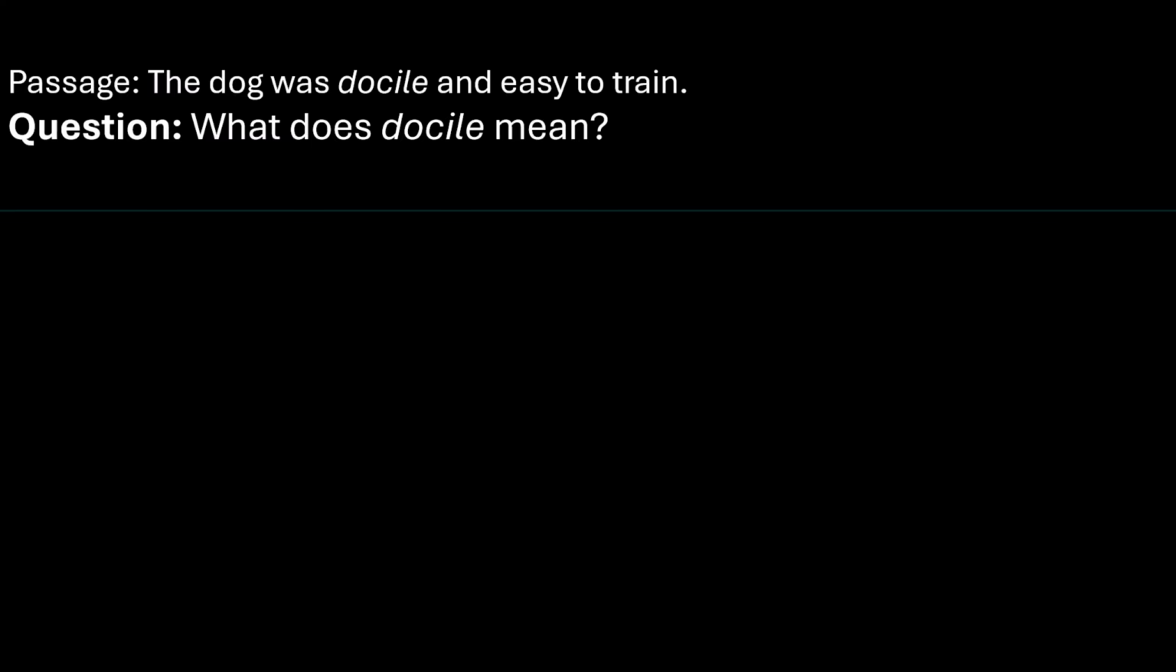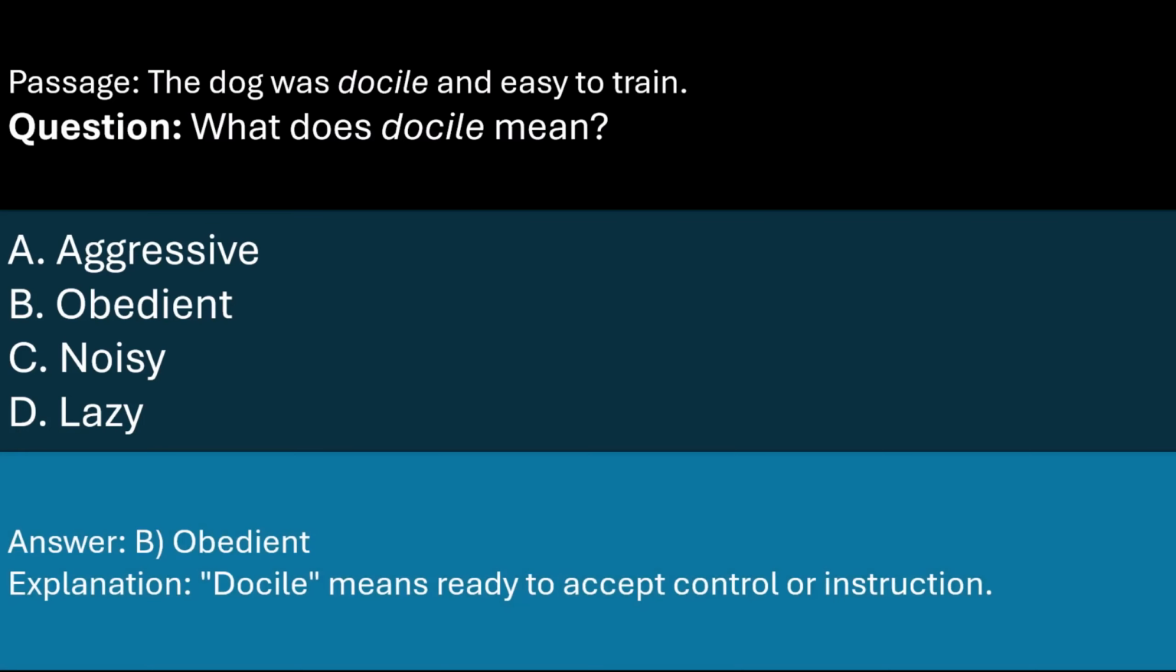So the dog was docile and easy to train. Aggressive, obedient, noisy, lazy. Obedient will be the right answer. Docile means ready to accept control and instruction.